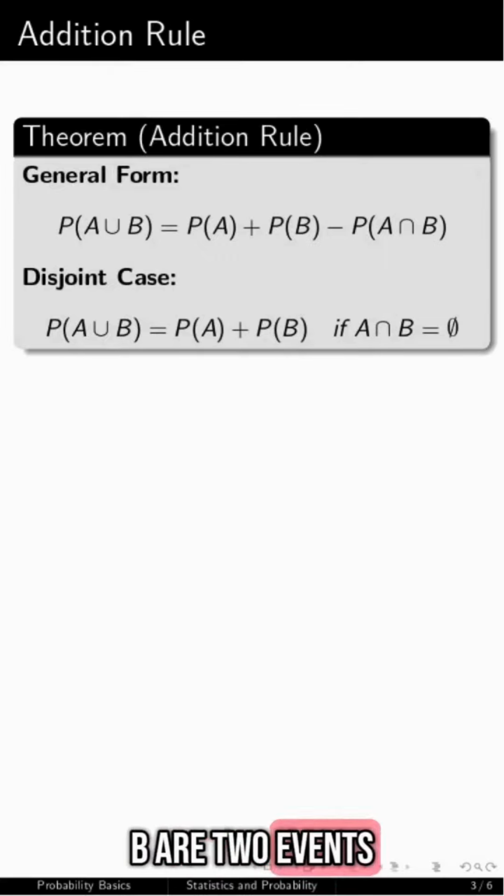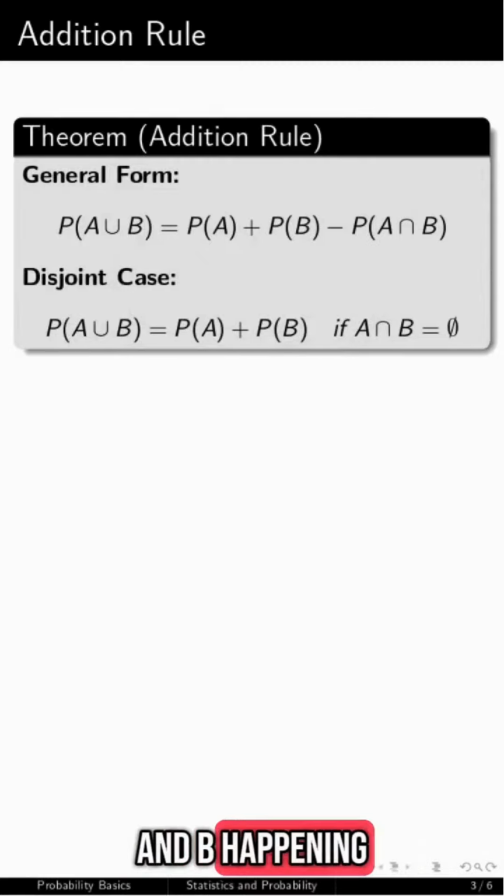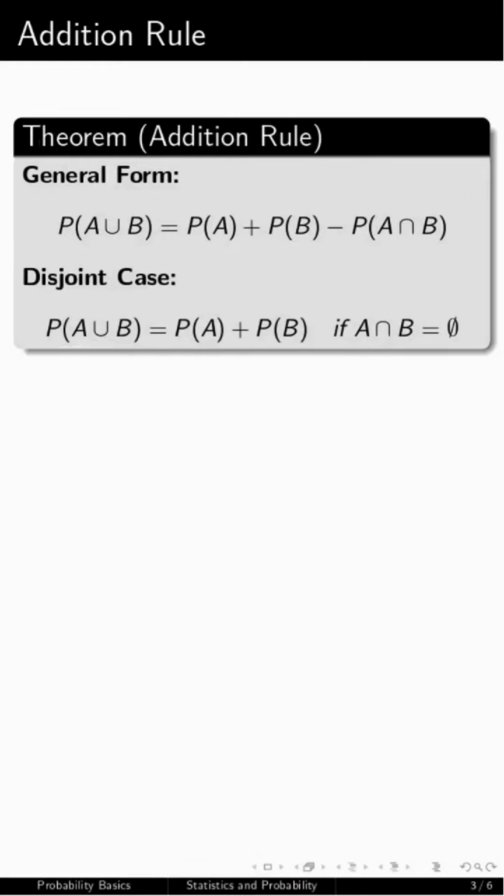If A and B are two events, then the probability of A or B is the probability of A plus the probability of B, minus the probability of both A and B happening. Mathematically, this is stated as P of A or B equals P of A plus P of B, minus P of A and B. Let's try an example.